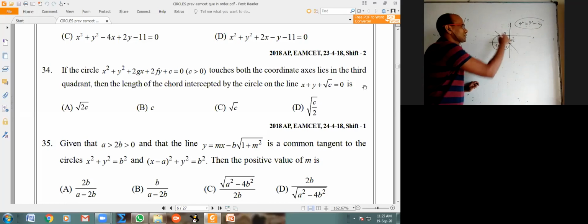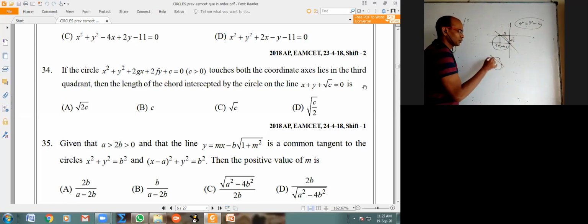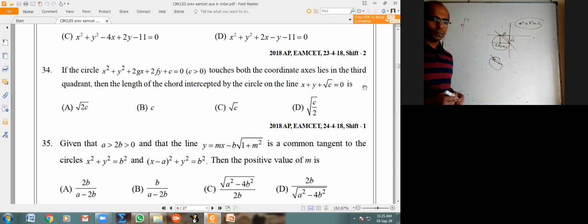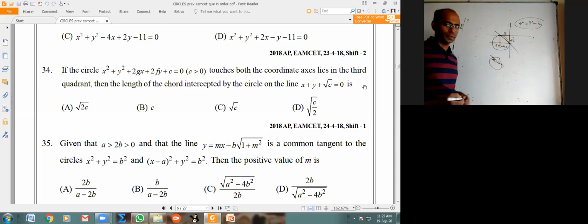Okay, this circle and this line. Now you tell me, the circle and line are intersecting at 2 points. What is the distance between them? What is this length? It is root of 2C. That's it, root 2 times this length. So this will be root 2C. Directly option A. I'm just visualizing the question. If you don't, then take half of that.